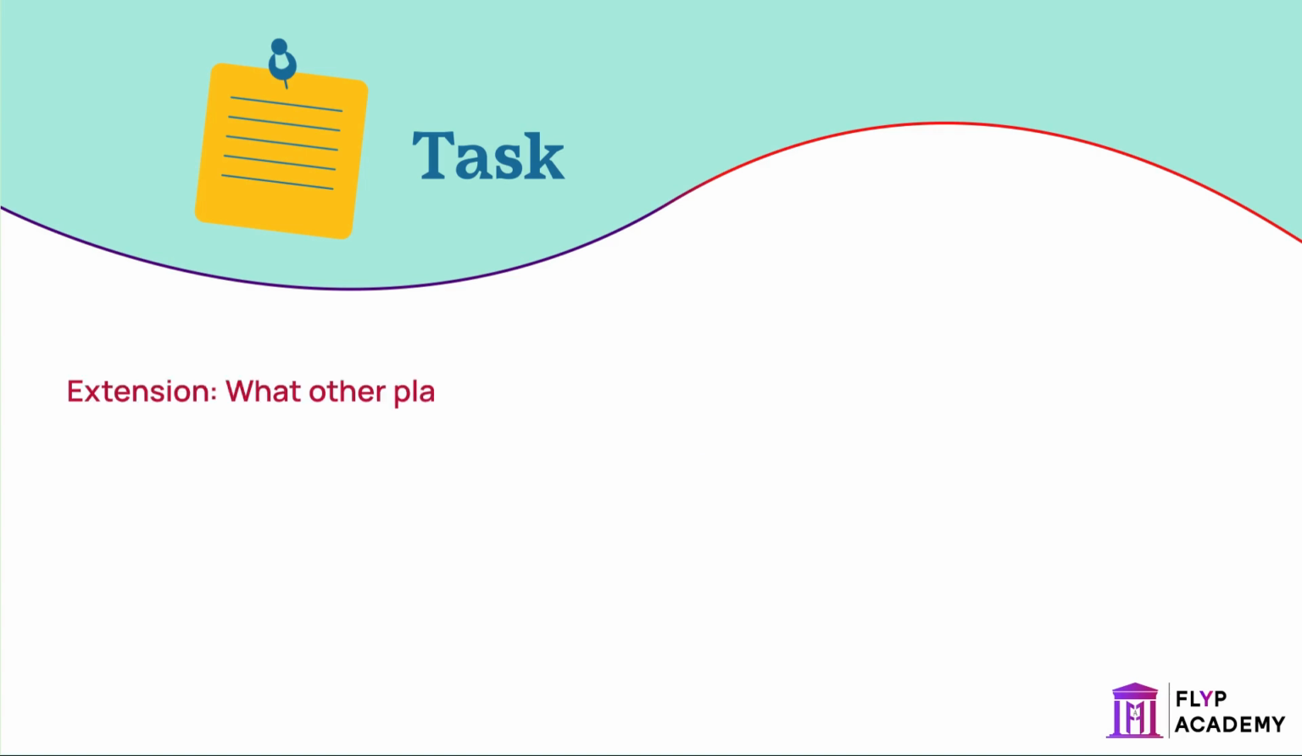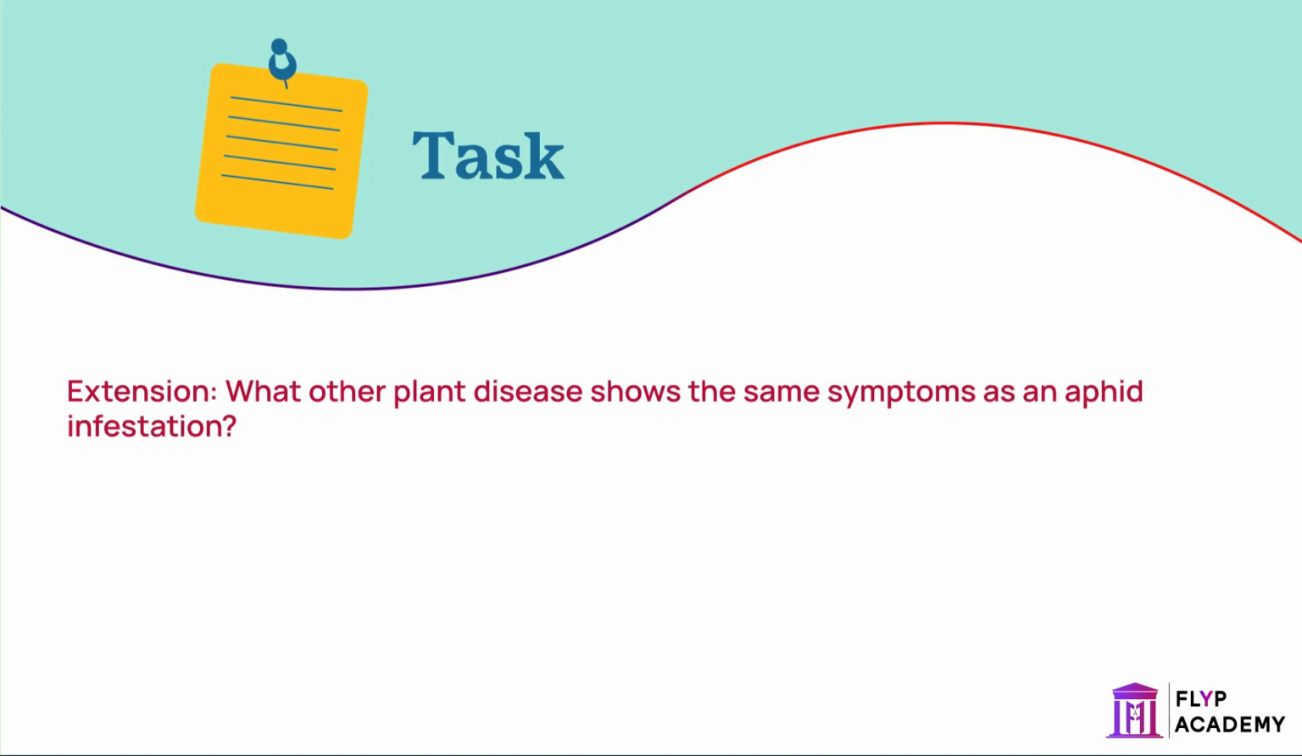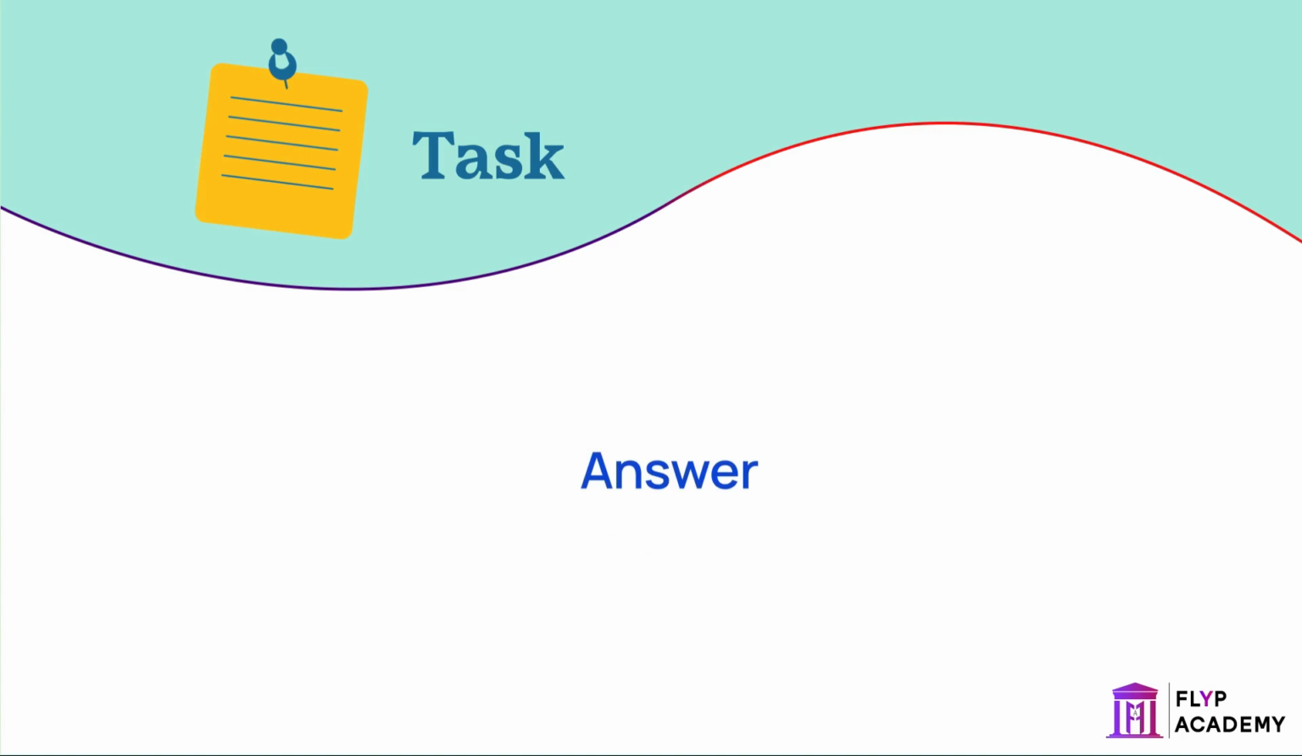Extension: what other plant disease shows the same symptoms as an aphid infestation? Nitrate deficiency and viral infections can also cause stunted growth. These plant diseases can be identified by looking in a gardening manual or using an internet search.